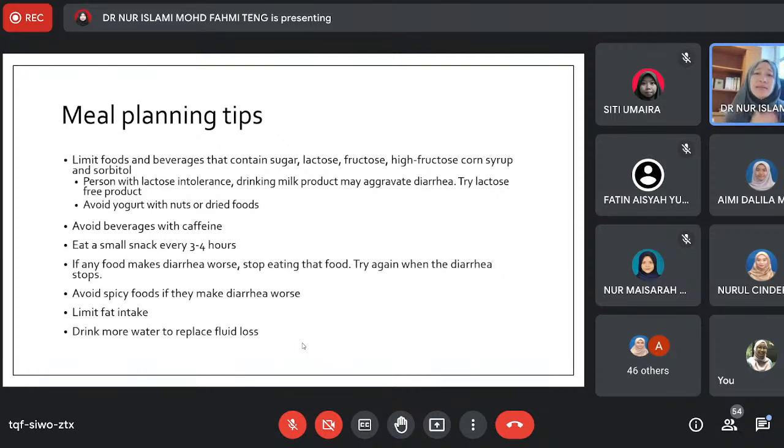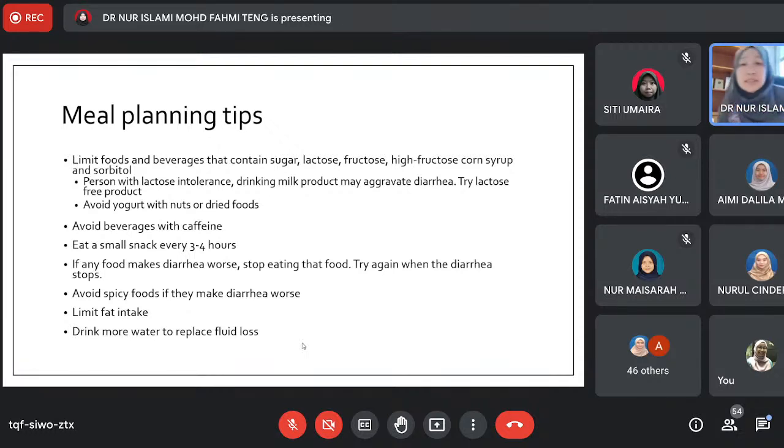So, meal planning tips. We limit the foods and beverages that contain sugar, lactose, fructose, high fructose corn syrup and also sorbitol. For a person with lactose intolerance, drinking milk products may aggravate diarrhea, so we can suggest lactose-free products. So that is also important, we identify whether our patient has lactose intolerance or not.